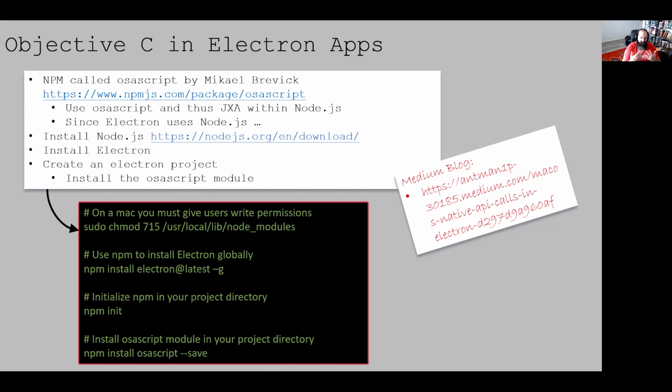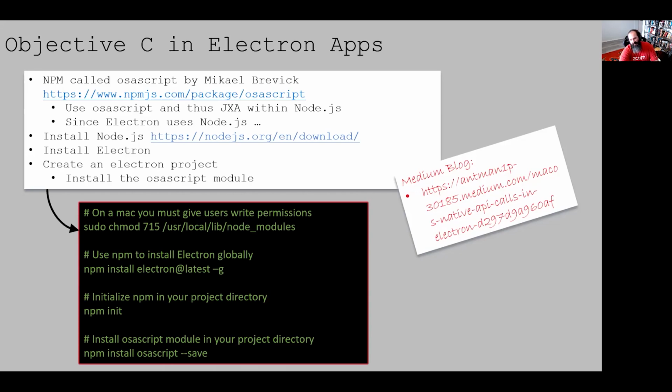Well, we don't have JXA, per se, in our Electron app. We do have JavaScript, but we need to somehow specifically use JXA in our Electron app. The way we can do that, this is what I discovered: since Electron uses Node.js, one can use osascript in Electron, because there's actually an npm package called osascript by Mikhail Brevik. I did a lot of searching and found this, and I was like, oh my God, this is what I need. So we use osascript, and thus JXA, with Node.js.